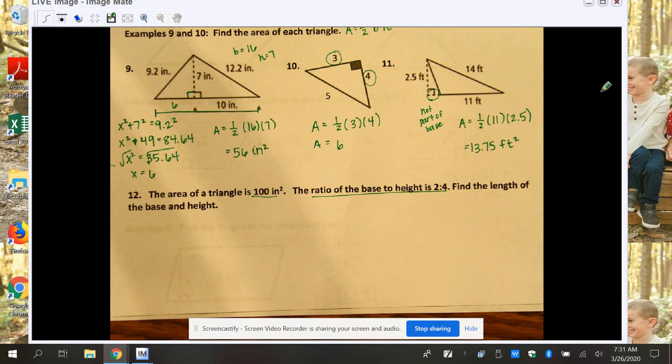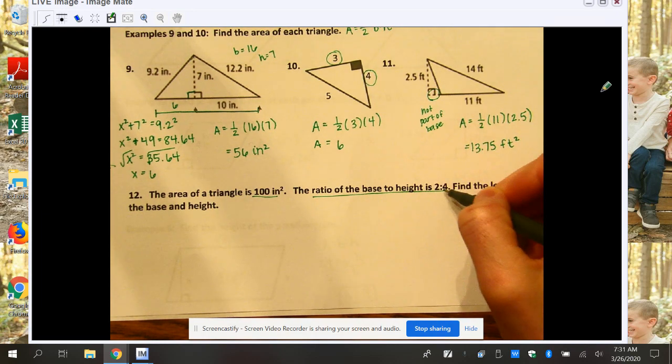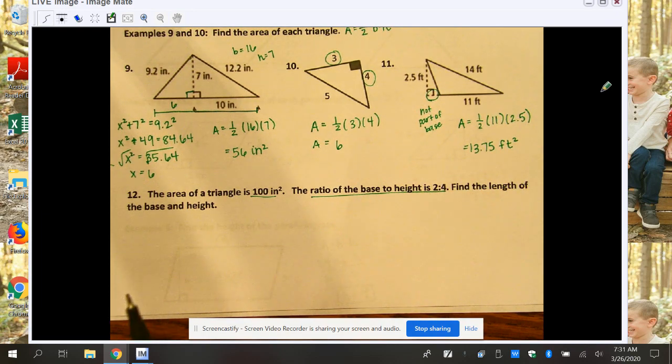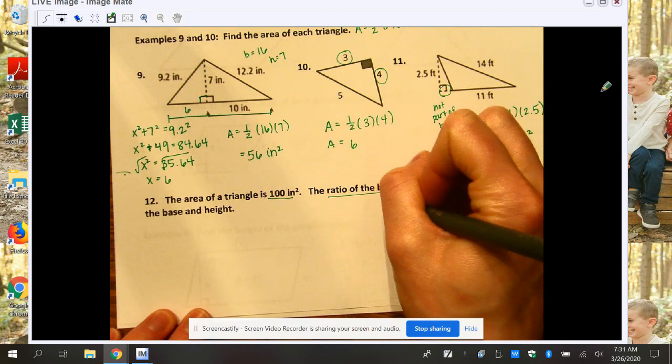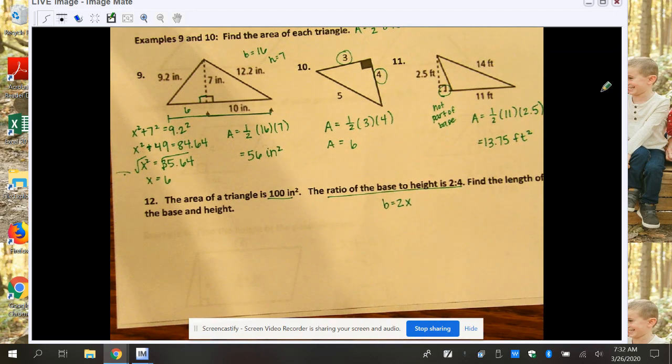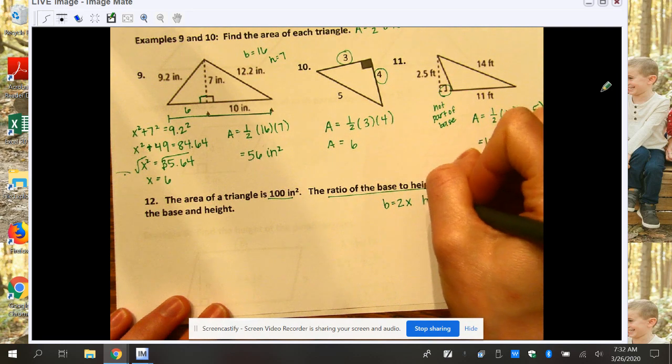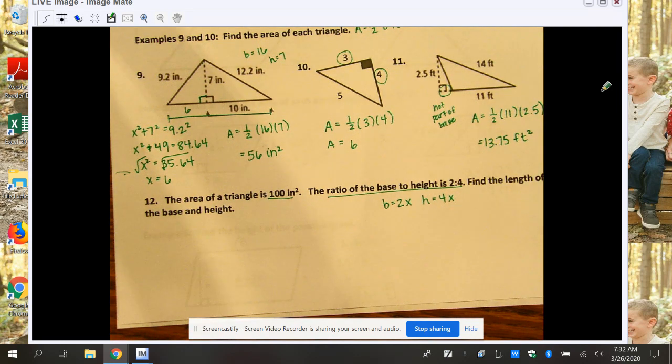All right, so here we're going back to ratios and proportions. And so remember when we do this, if our ratio is 2 to 4, we have some scale factor, some common factor that we don't know. So I am going to say that the base is 2 times that factor that I don't know, so 2x. And then the height is 4x. Remember we did that when I said the ratio of angles in a triangle is 3 to 4 to 5. We did 3x plus 4x plus 5x equals 180.